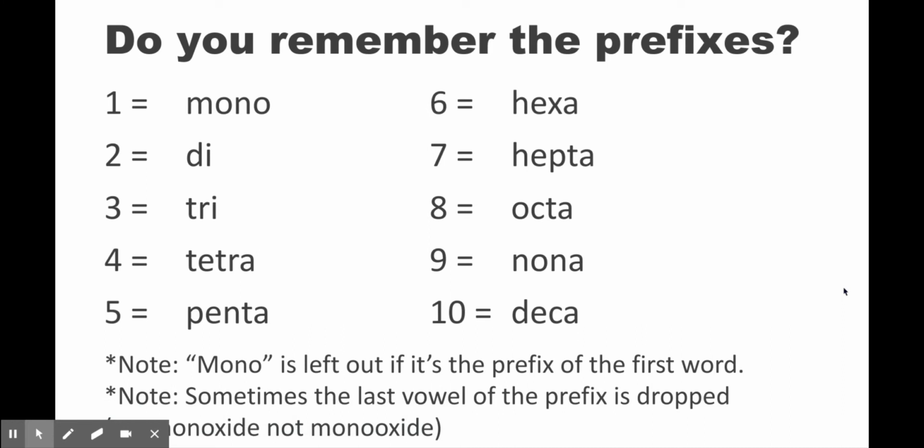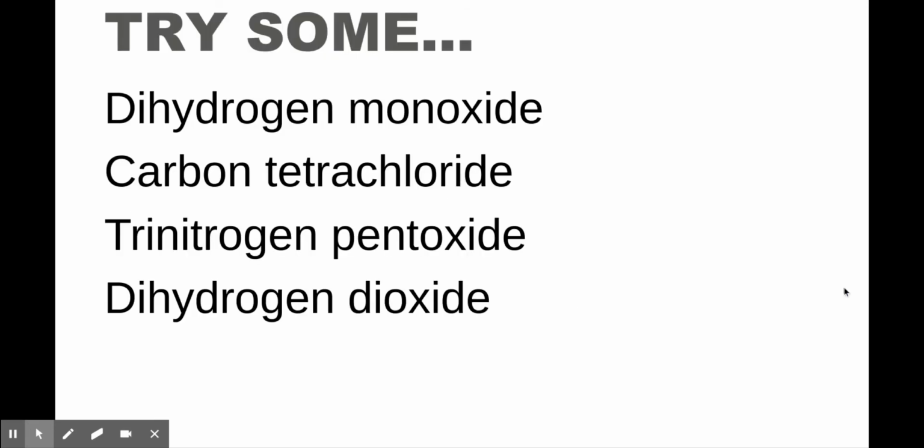Also note that sometimes the last vowel of a prefix is dropped. For example, it's monoxide, not monooxide, right? So you drop the O at the end of mono if it's in front of oxide, because otherwise it would just sound super weird. So that's something that you'll get used to. So let's give a couple a try. Again, I'll give you a few seconds to pause the video.